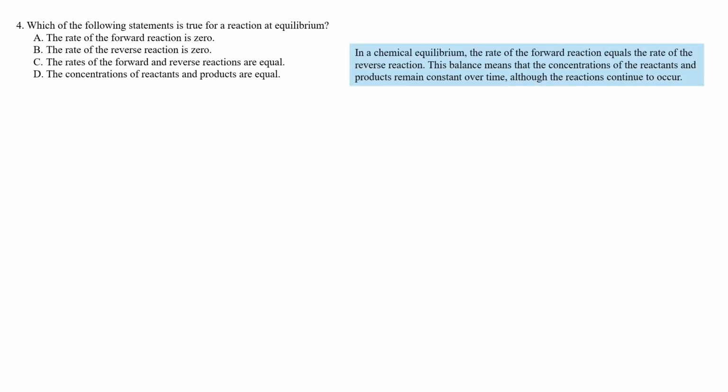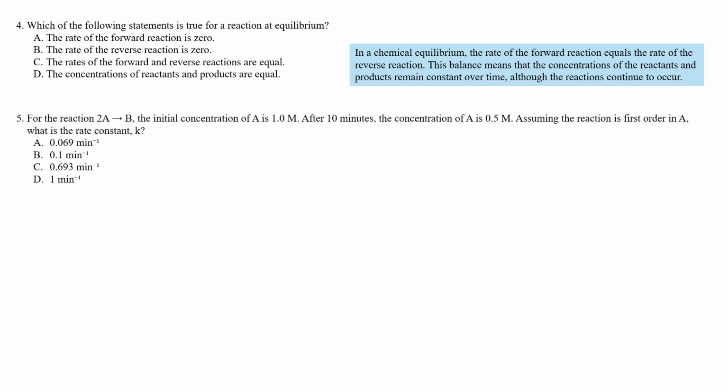Question number 4. Which of the following statements is true for a reaction at equilibrium? Equilibrium in chemical reactions is when the forward reaction rate is equal to the reverse reaction rate. We call the reaction at equilibrium. Equilibrium is a dynamic process. The reaction is going on in the forward and the reverse direction. The concentrations of the reactants and the products have no net change. They are at equilibrium. So according to the given answers, the rates of the forward and the reverse reactions are equal at equilibrium.